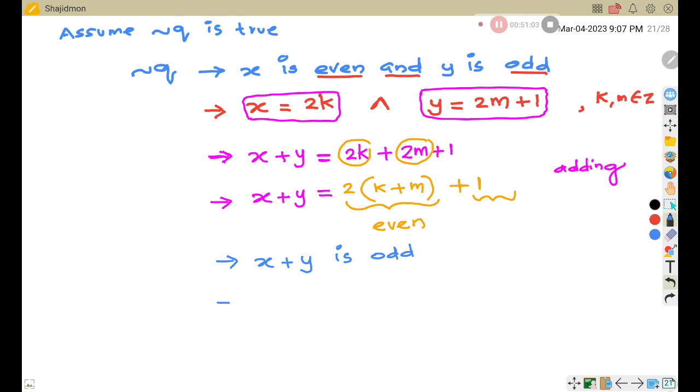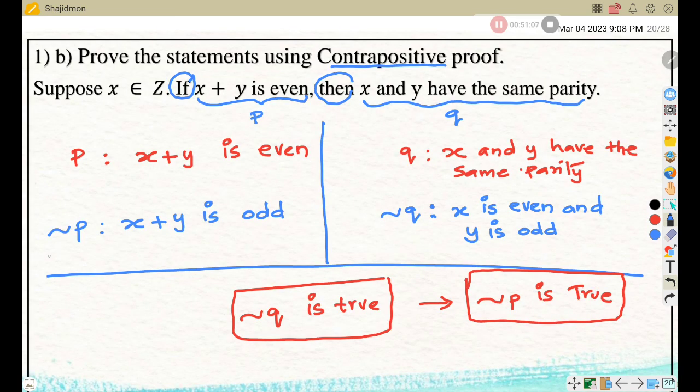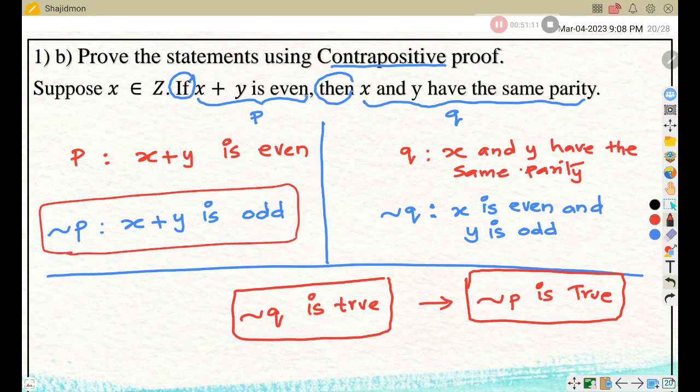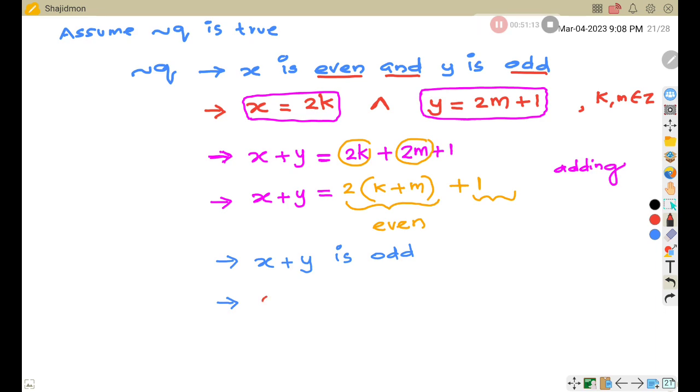X plus y is odd number means, what is the meaning? I told x plus y is odd. You can see here, x plus y is odd. That is negation P, correct? That means negation P is also true, correct? Negation P is true. That means what we got? Negation Q true means negation P is also true, correct? That is the proof.